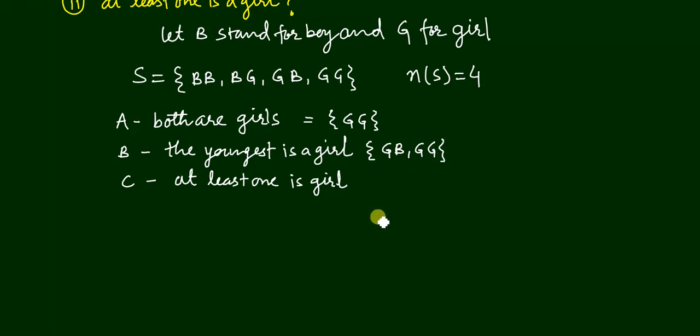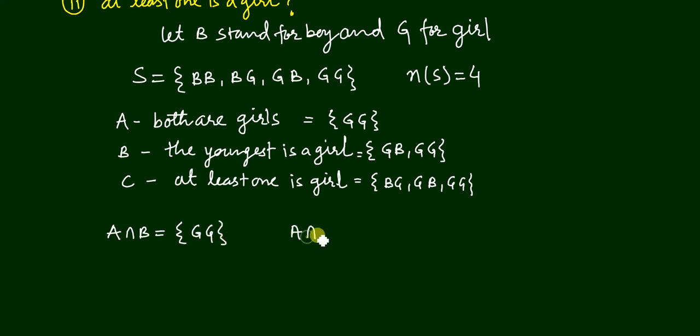And at least one is girl means one or more than one girl. So that will be boy girl, girl boy, and girl girl. It contains at least one girl. Okay. So A intersection B is what? It is girl girl, and again A intersection C is also girl girl.